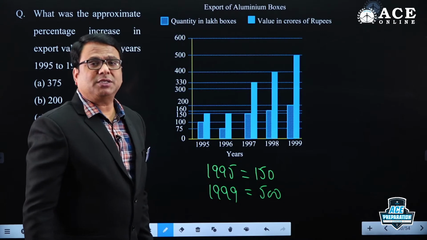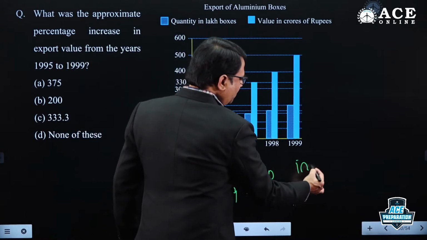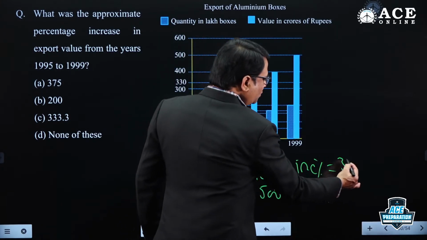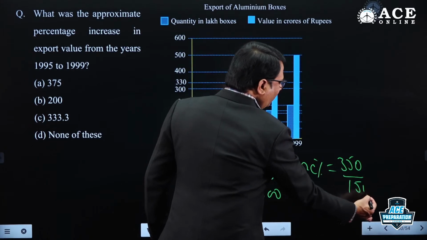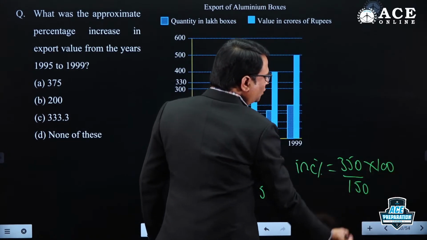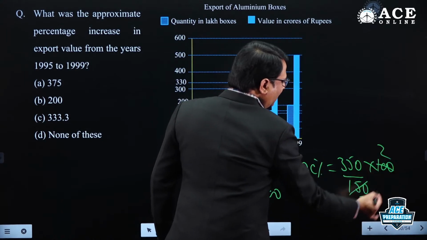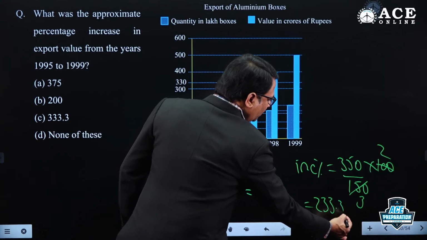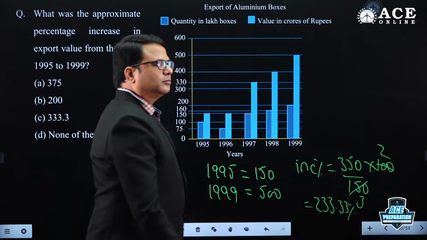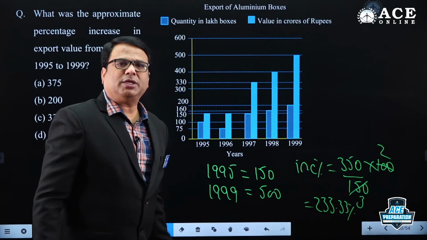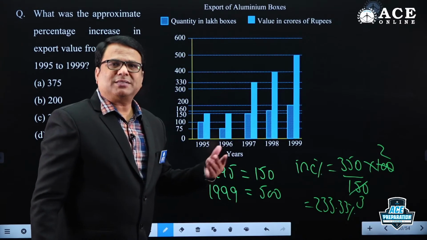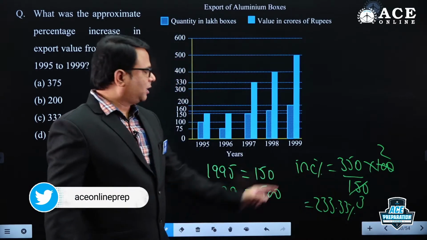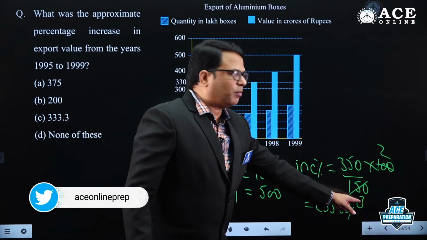So what is the percentage increase? You know the formula for increase percentage: difference by smaller number into 100. So the difference is 350, the smaller number is 150, into 100. 350 into 2 is 700, so 700 by 3. That means 233.33%. So the increase percentage in exports value is 233.33%.